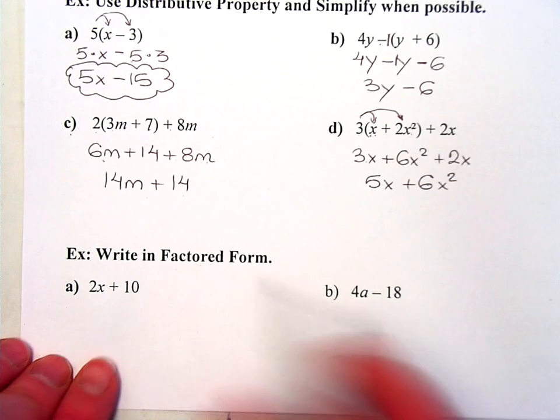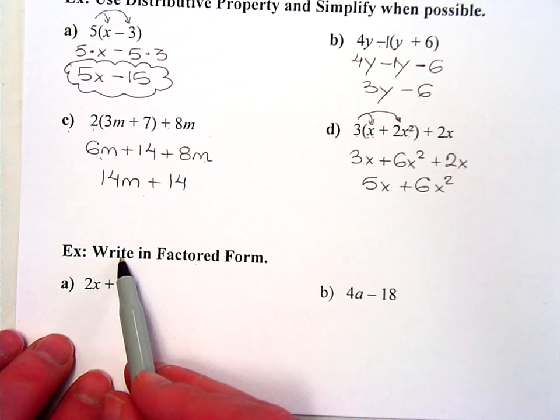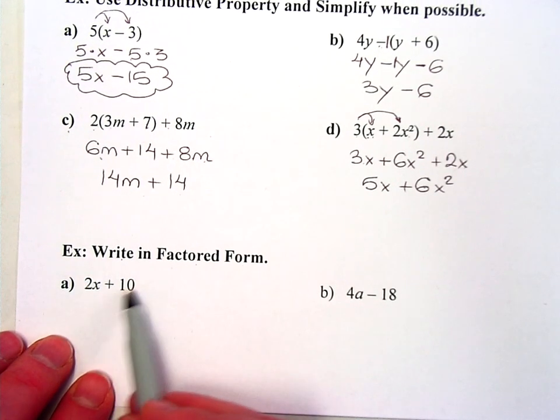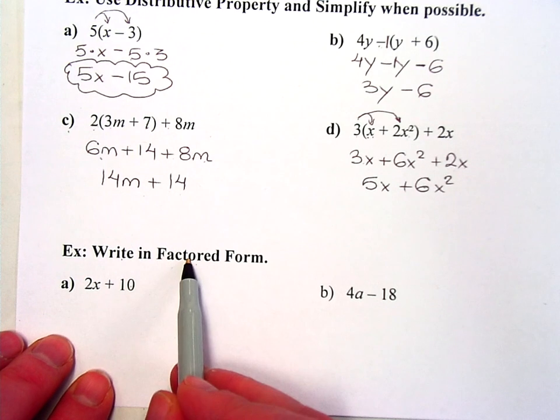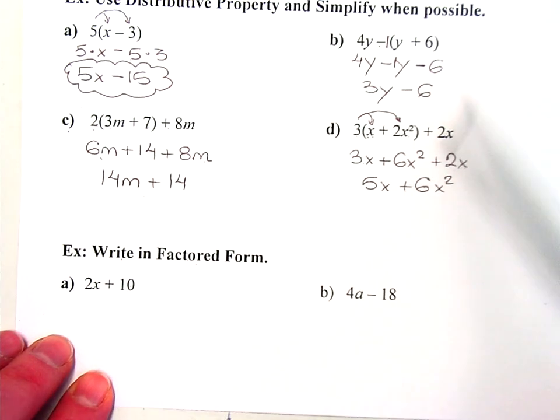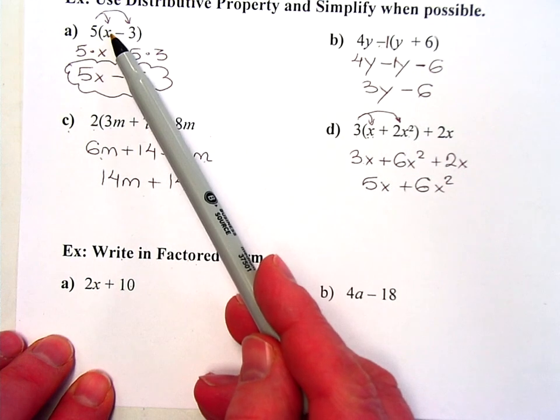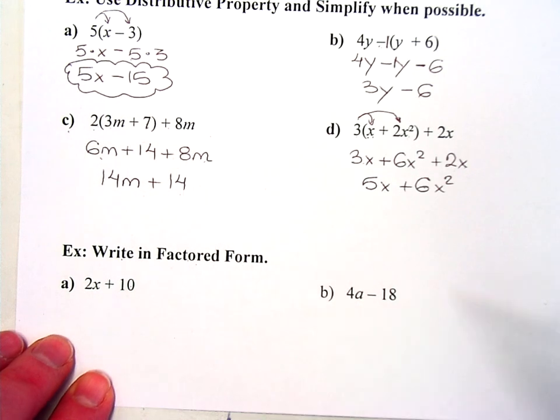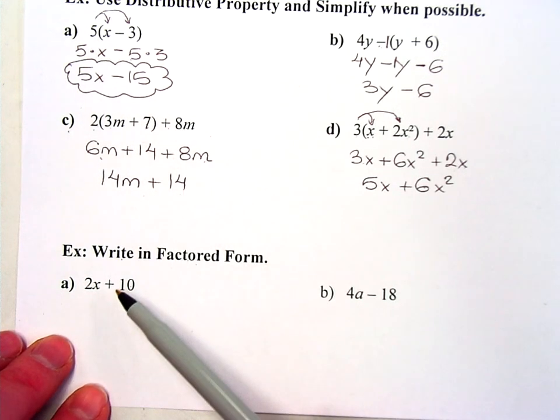So now how do we go backwards? How do we write this form, which is expanded form, as a factored form? Notice in all of these here we started with factored form and we wrote it as expanded form, each one of them. Now we are going backwards.